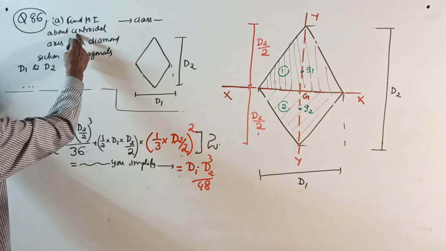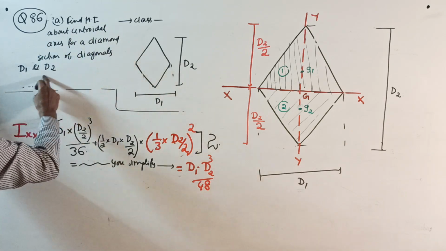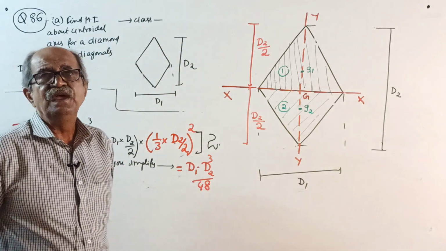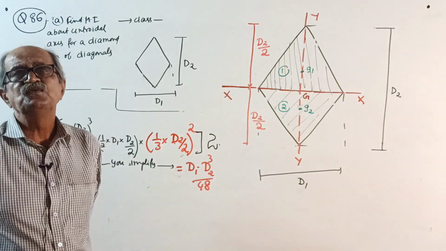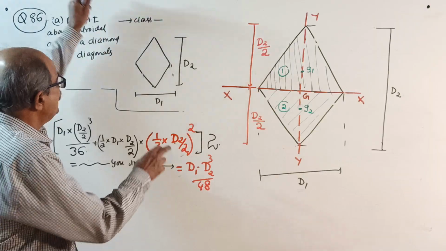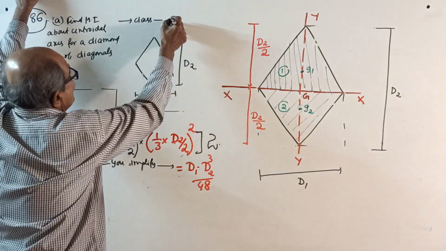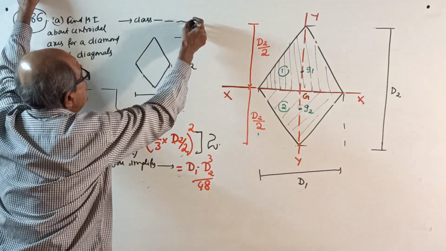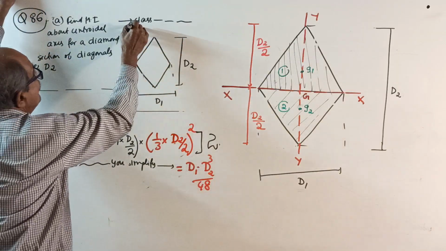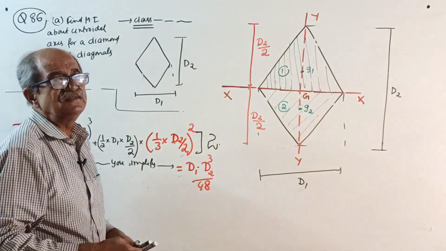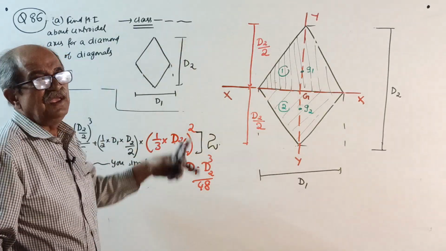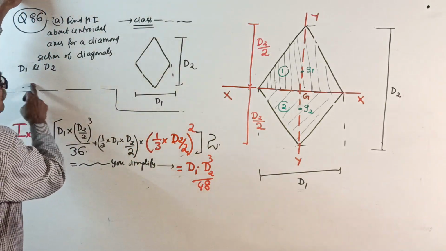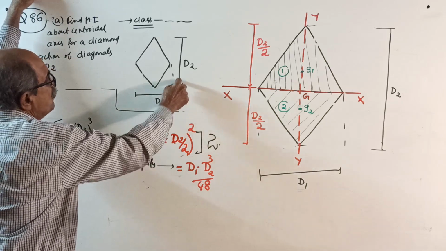Find moment of inertia about centroidal axis for a diamond section of diagonal D1, D2. Class, it is not given which is horizontal diagonal, which is vertical diagonal. Okay, we will do one thing. You write here, let us consider the horizontal diagonal as D1, vertical diagonal D2. You should write it. I am dictating in the class. Those who are lazy, they don't write, they will ask later, sir, why you took this D1? If they give other way, write other way. So we will consider horizontal diameter D1, vertical will take D2.